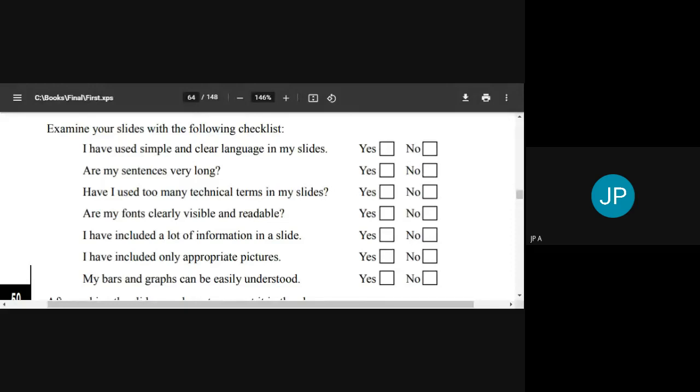And what can you include? You can include pictures. How to include pictures? That is the next point. I have included only appropriate pictures. That is, when I am talking about the college, I can include the pictures of the different aspects of college.